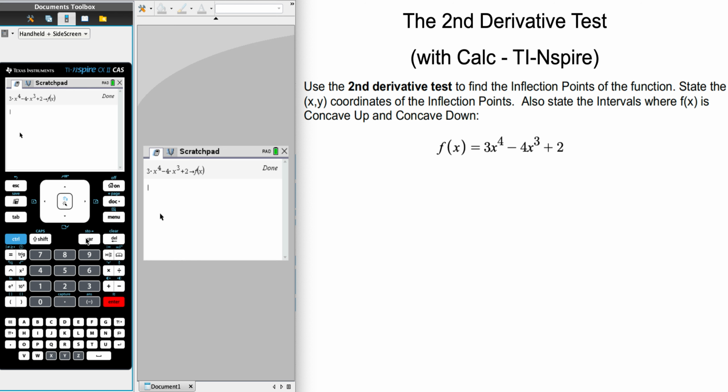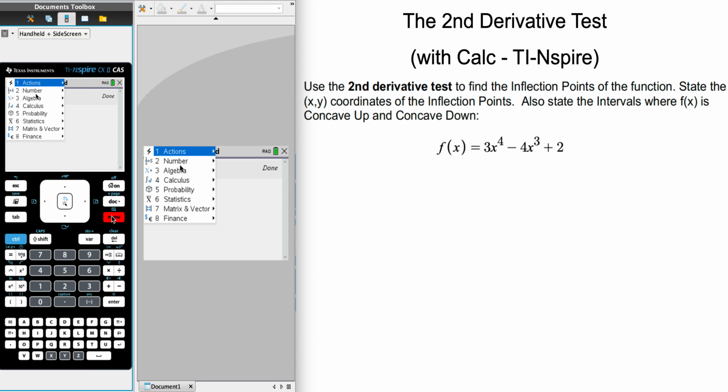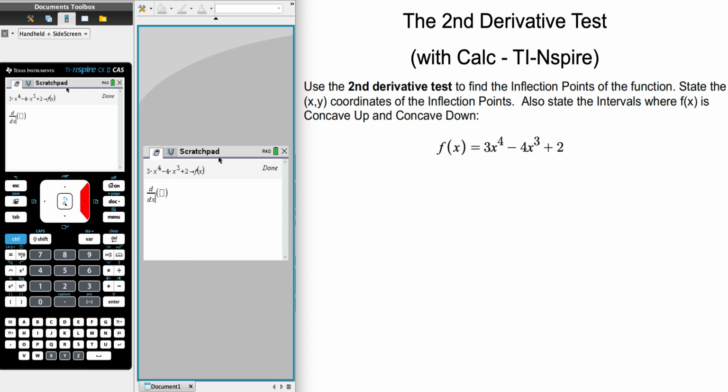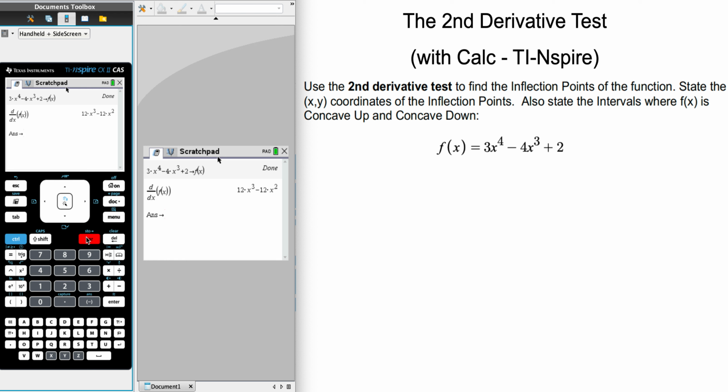Now we want to get the second derivative of this function. Well, in order to do that, we got to get the first derivative before we can get the second derivative. So I'm going to go ahead and take the derivative of f of x, and that is going to give me my first derivative. I'll save that as g of x. Okay, so I go Control VAR to store, and that's my g of x.